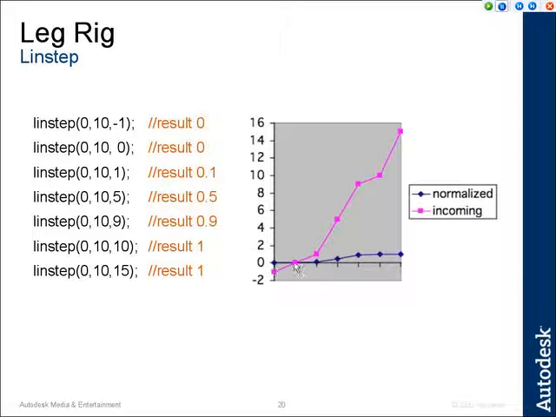So here in the graph, you can see this pink line here represents the incoming value. This blue line represents the normalized value of what we get.